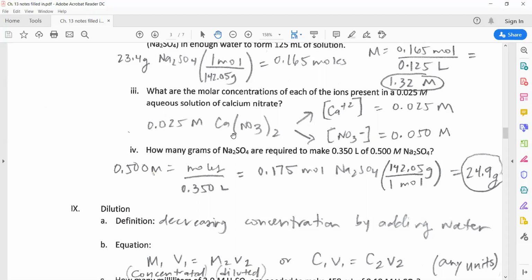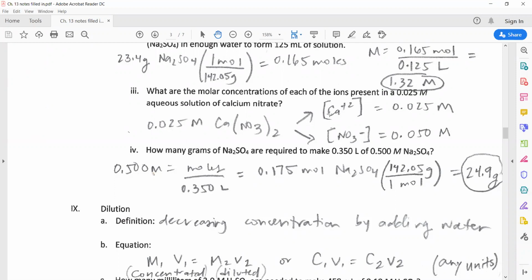Well, look at the formula here, and for every compound, you get 1 calcium. So does it make sense that however many moles of this compound you have, that's equal to the number of moles of calcium? So calcium ions will have the same concentration as the original compound. Whereas nitrate, you're going to get 2 nitrate ions for each compound. So the concentration of nitrate ions is actually going to be double this concentration, which will be 0.050.